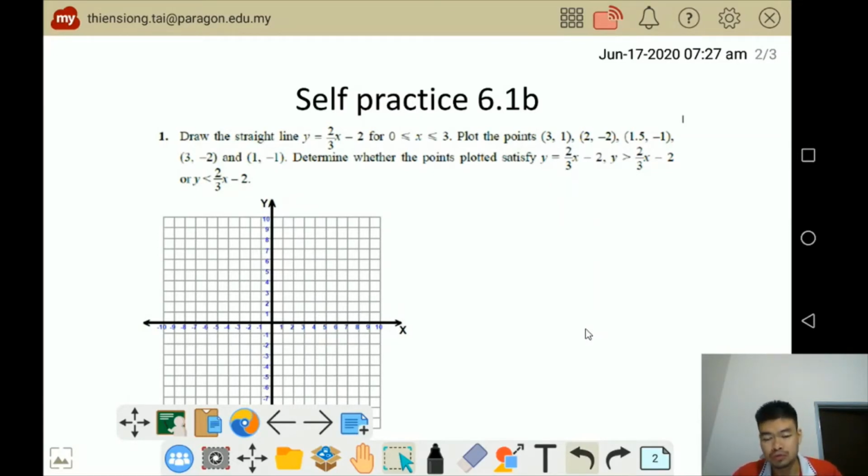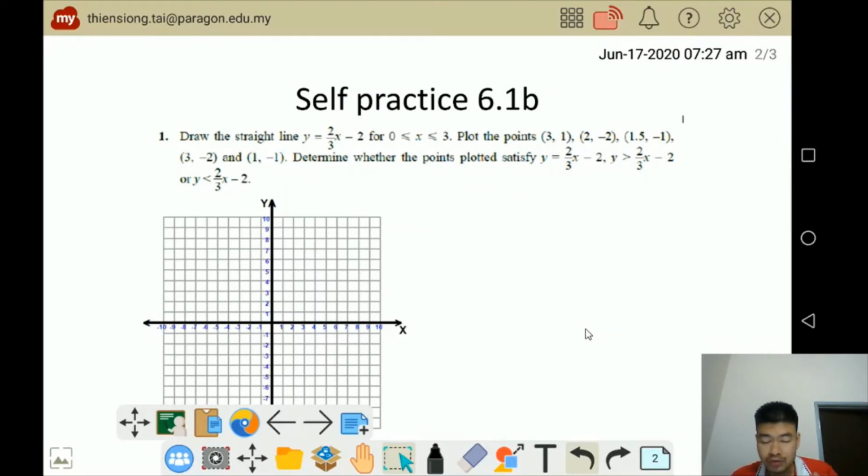I'm going to use the questions in self-practice 6.1b to help you understand. Look at the first question here. I picked two questions for you today. First question: draw the straight line y equals 2 over 3 x minus 2 in the range between 0 and 3. You are asked to plot these 5 points, and determine which equation or inequalities the points satisfy.